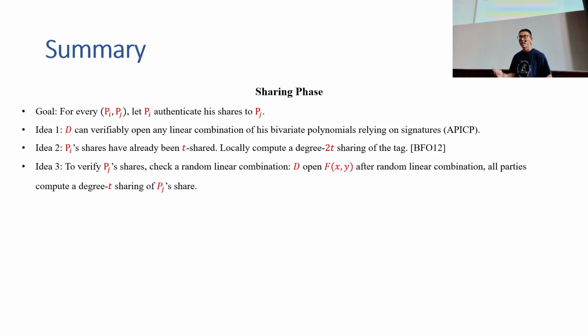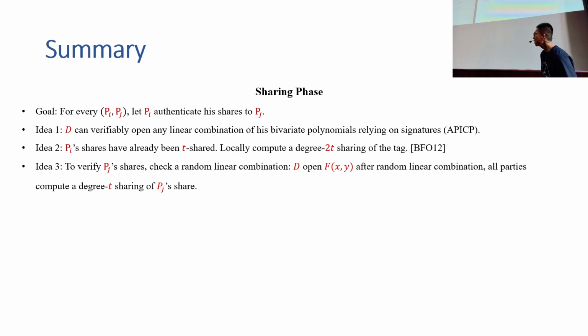every party Pj so that Pi will authenticate his column polynomial. And the first idea is that we know that D can actually help all the parties do the reconstruction. And also we know that every party's column polynomial has already been T-shared by each row. So this allows all the parties to compute a degree 2D sharing of the tag. But to reconstruct the tag, you need to distinguish the correct shares from the wrong shares. And this time, we need the dealer to open a random linear combination of all the polynomials so that you can compute a degree T sharing of each party's share, so that you can verify whether this party gives you the correct share or not.